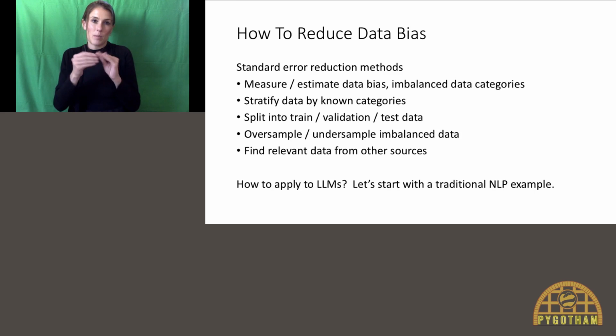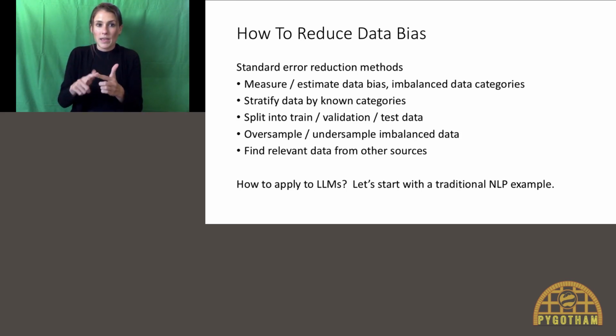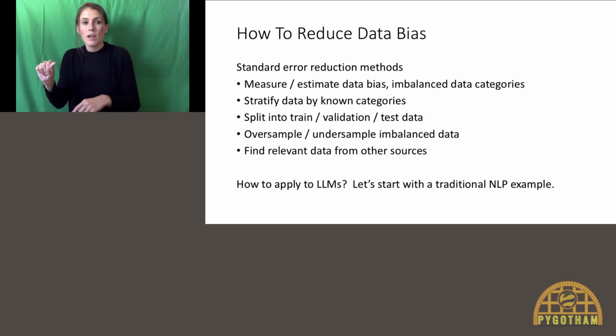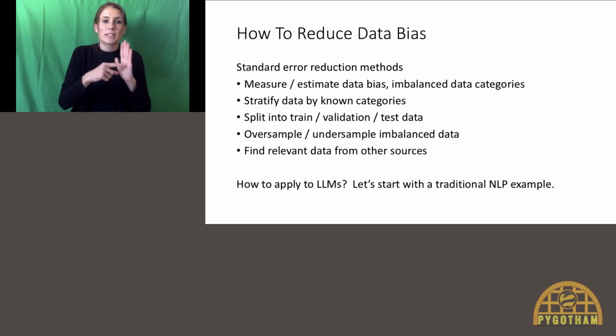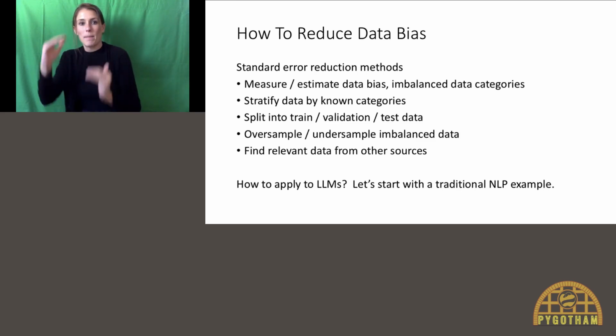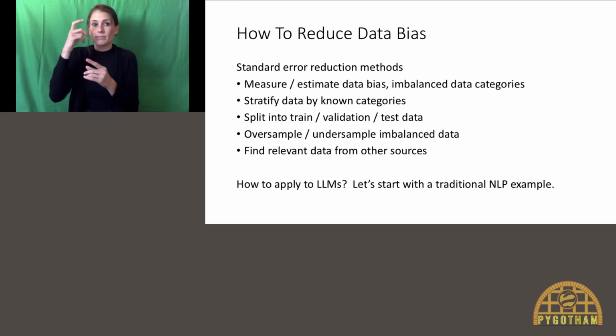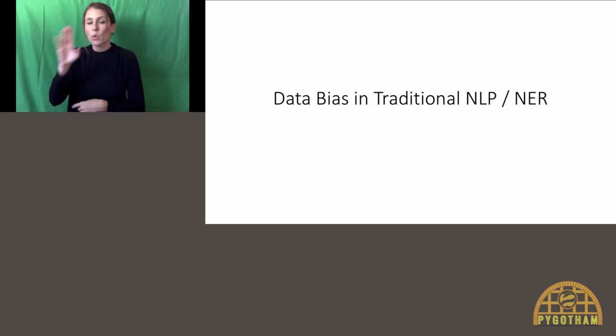And there are standard methods for reducing data bias. You would measure or estimate the data bias in imbalanced data categories, and then stratify the data by those known categories into train, validation, and test data such that they're well represented in each of those buckets. And you might want to oversample or undersample imbalanced data or find relevant data from other sources. So how would this apply to LLMs? Let's start with a traditional NLP example.